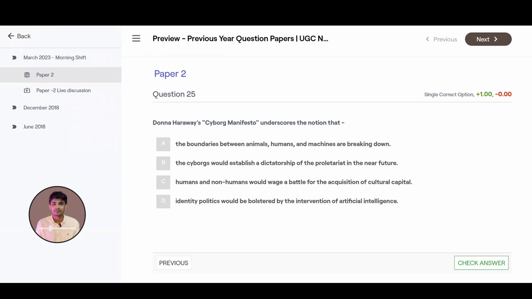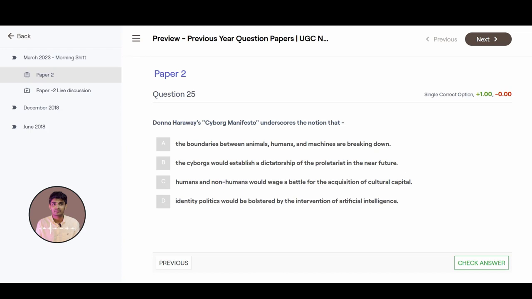25th question. Donna Haraway's Cyborg Manifesto underscores the notion that: A, the boundaries between animals, humans, and machines are breaking down. B, the cyborgs would establish a dictatorship of the proletariat in the near future. C, humans and non-humans would wage a battle for the acquisition of cultural capital. D, identity politics would be bolstered by the invention of artificial intelligence. This is an easy guess.